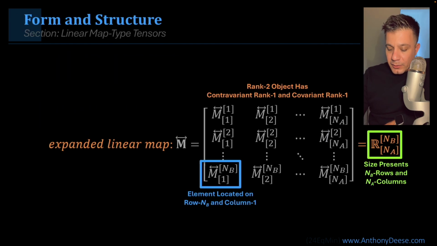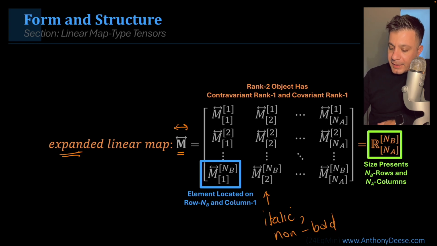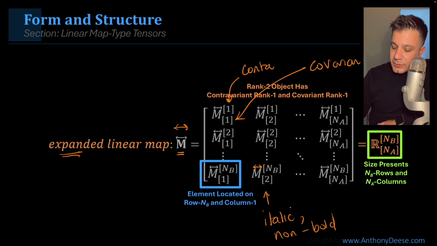So here we have an example of an expanded linear map, meaning I expanded it and showed all the pieces. It uses the same notation that we've seen previously. So the tensor is represented by an uppercase bold variable with the bidirectional arrow hat. The individual elements are going to be italic and non-bold. They keep the arrow hat. And then we use the same contra- and covariant indices to represent individual elements within the linear map.